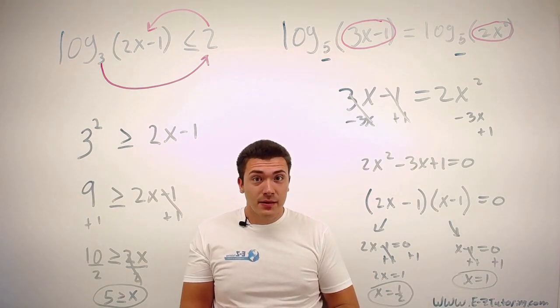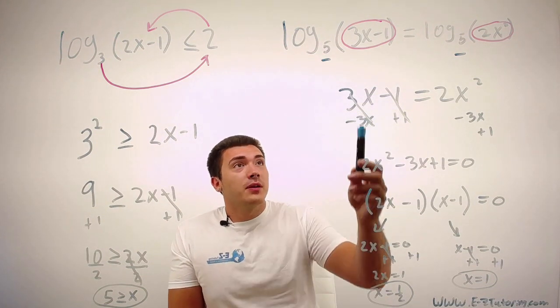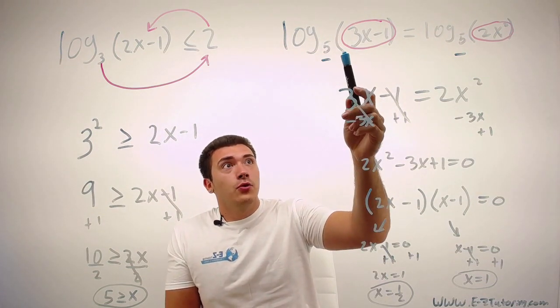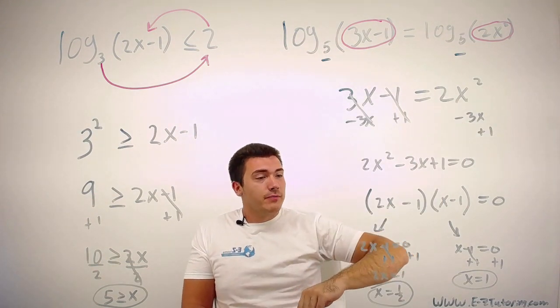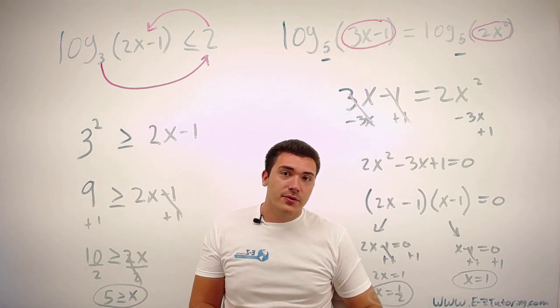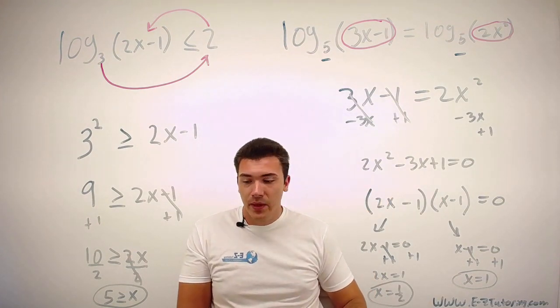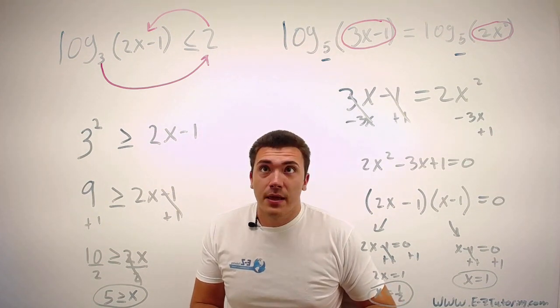Now, like I said, it would be a very good idea to check these answers. So you plug in 1/2 here, and you get 1/2. Plug in 1/2 here, and you also get 1/2. Plug in 1 here, you get 2. Plug in 1 here, you get 2. So it all works. Okay, one last example here.